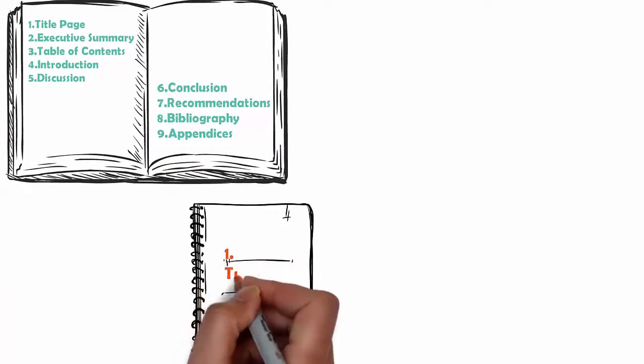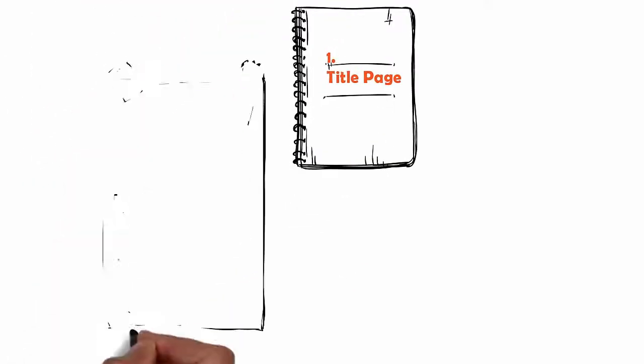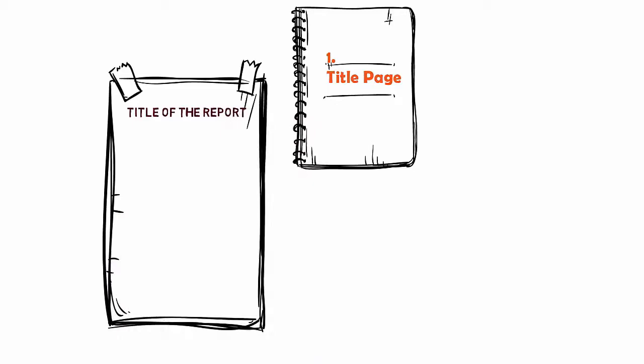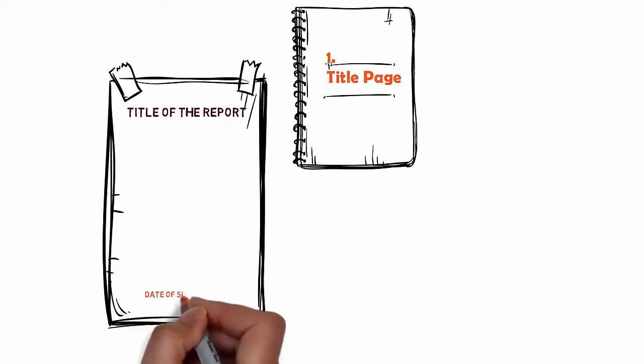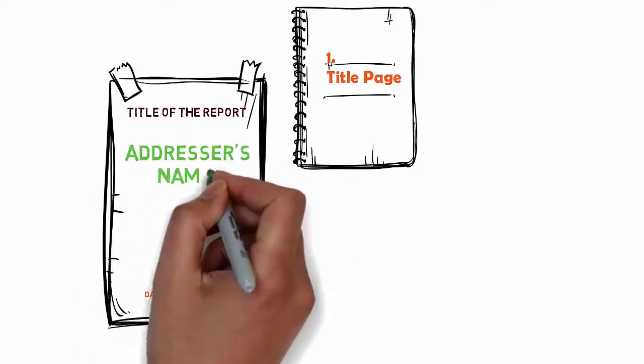First comes the title page of your report that carries the title. It has all the required information. The submission date of your report. The addresser's name comes first, then the addressee's name.